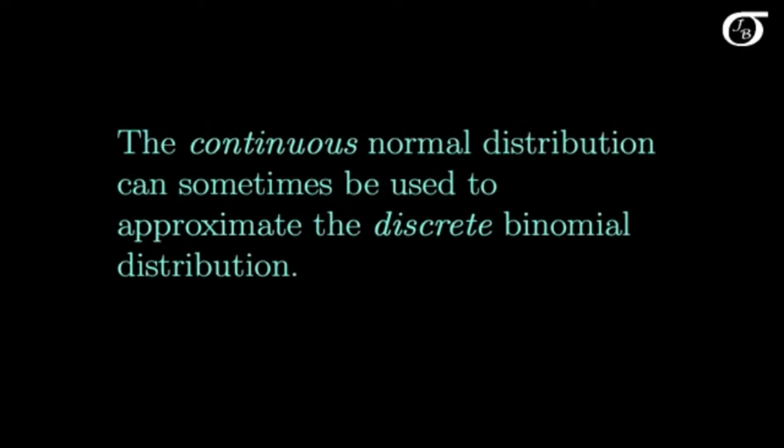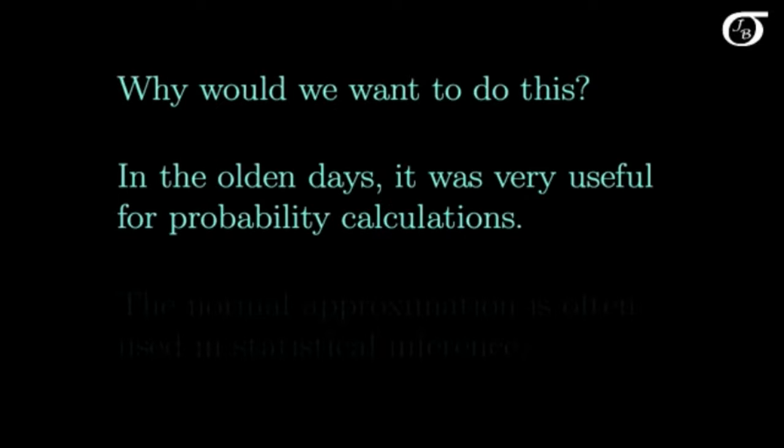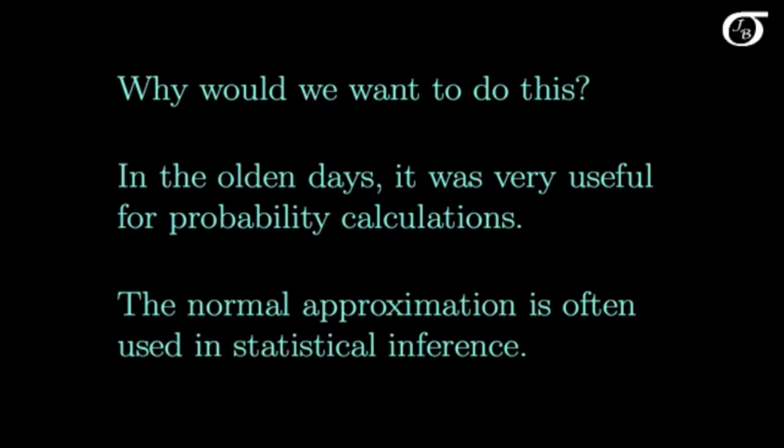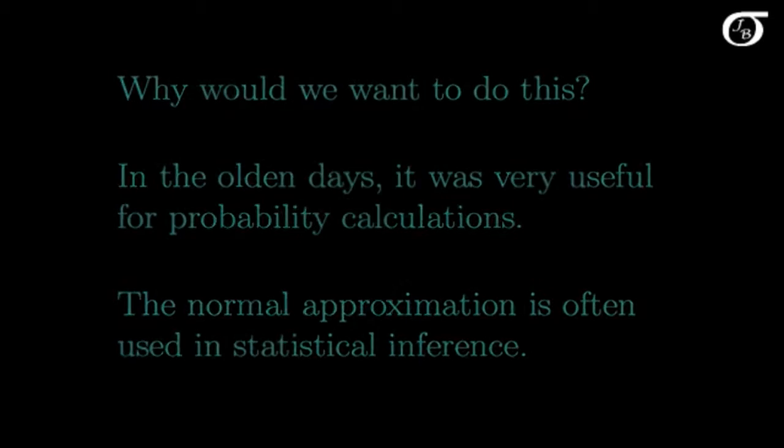Approximation to the binomial distribution. The continuous normal distribution can sometimes be used to approximate the discrete binomial distribution. Why would we want to do this? In the olden days, it was very useful for probability calculations. The binomial formula can be a pain if it has to be used over and over again, so the normal approximation made lives much easier. These days, computers can do the calculations for us, so it's not as much of an issue. But we still use this normal approximation in statistical inference. When we do things later on, like statistical inference for proportions, we often use it, so it's good to know a little bit about it.